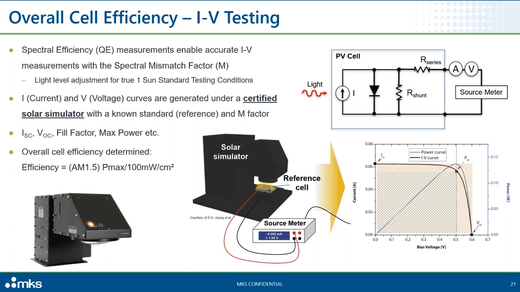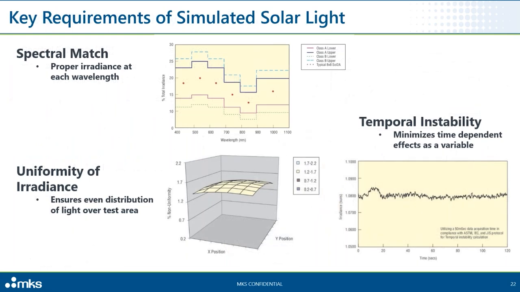I highlighted certified solar simulator because one of the needs and challenges is that as you are illuminating your cell, you need to make sure it is considered a standard solar simulator light. There are a number of governing bodies that determine which characteristics are key to ensure that it is matching the sun's output. Three key areas are certified. One is spectral match, shown in the upper left, which says there is a proper radiance of power at each wavelength across that range for solar simulation.